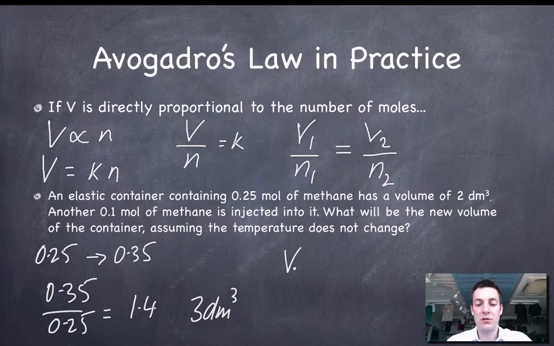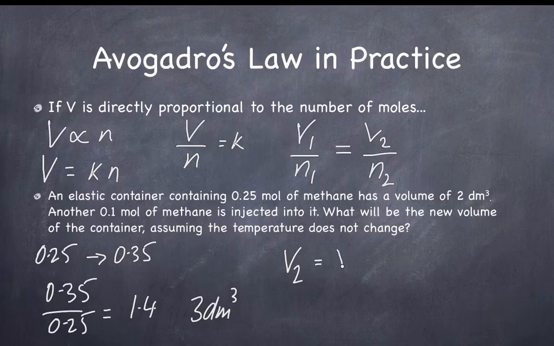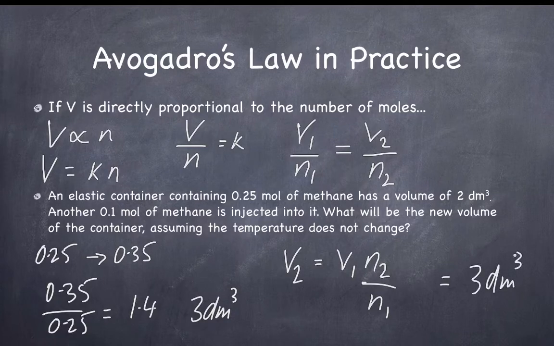So V2 equals V1 multiplied by N2 divided by N1. In other words, I'm multiplying my original volume, which is 2, by the ratio of the number of moles, so 0.35 over 0.25. Once again, you can see I'm doing exactly the same maths here, and to one significant figure, because that's all I've got here, that'll be 3 dm cubed.